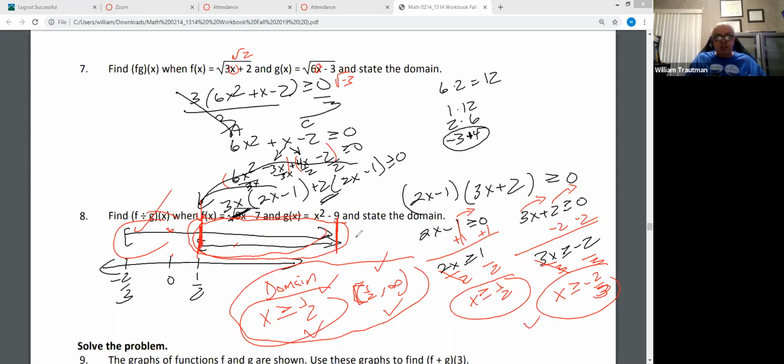So, I mean, look at that. That's just factoring and finding the domain. The actual multiplying the two together was the easy part.